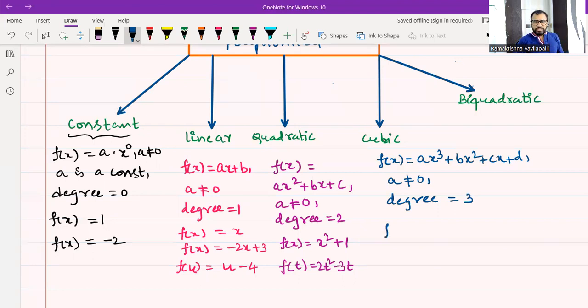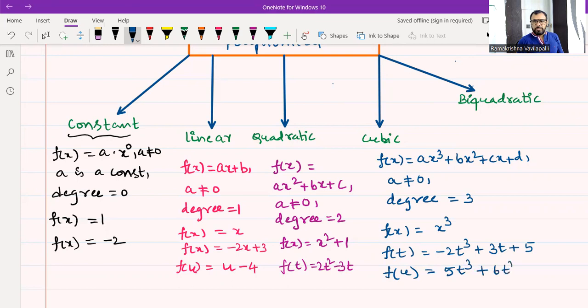So I can give you simple examples of this. f of x equal to, you can take only x cube, or I can write that f of t equal to minus 2t cube plus 3t plus 5. You can write in any variable, or I can write that f of u equal to 5t cube plus 6t square minus 8. So these are all known as cubic polynomials.